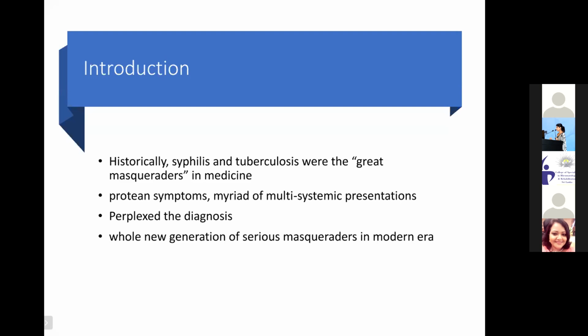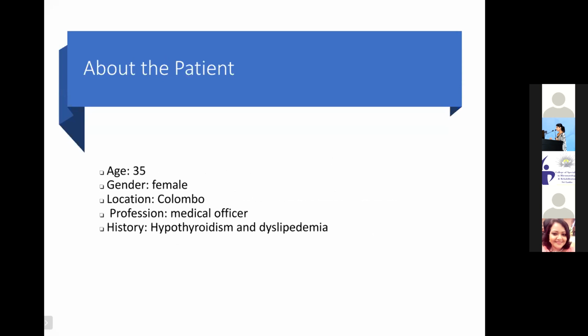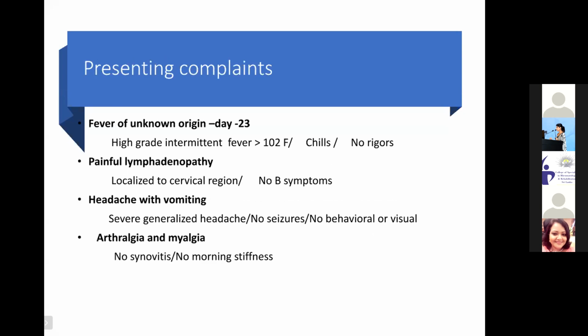Starting with the case, our patient is a 35-year-old female, a medical officer from Colombo with a past history of well-controlled hypothyroidism and dyslipidemia. She presented with a history of fever of unknown origin for 23 days associated with painful lymphadenopathy, headache with vomiting, arthralgia, and myalgia. She had high-grade intermittent fever spikes greater than 102 Fahrenheit associated with chills.